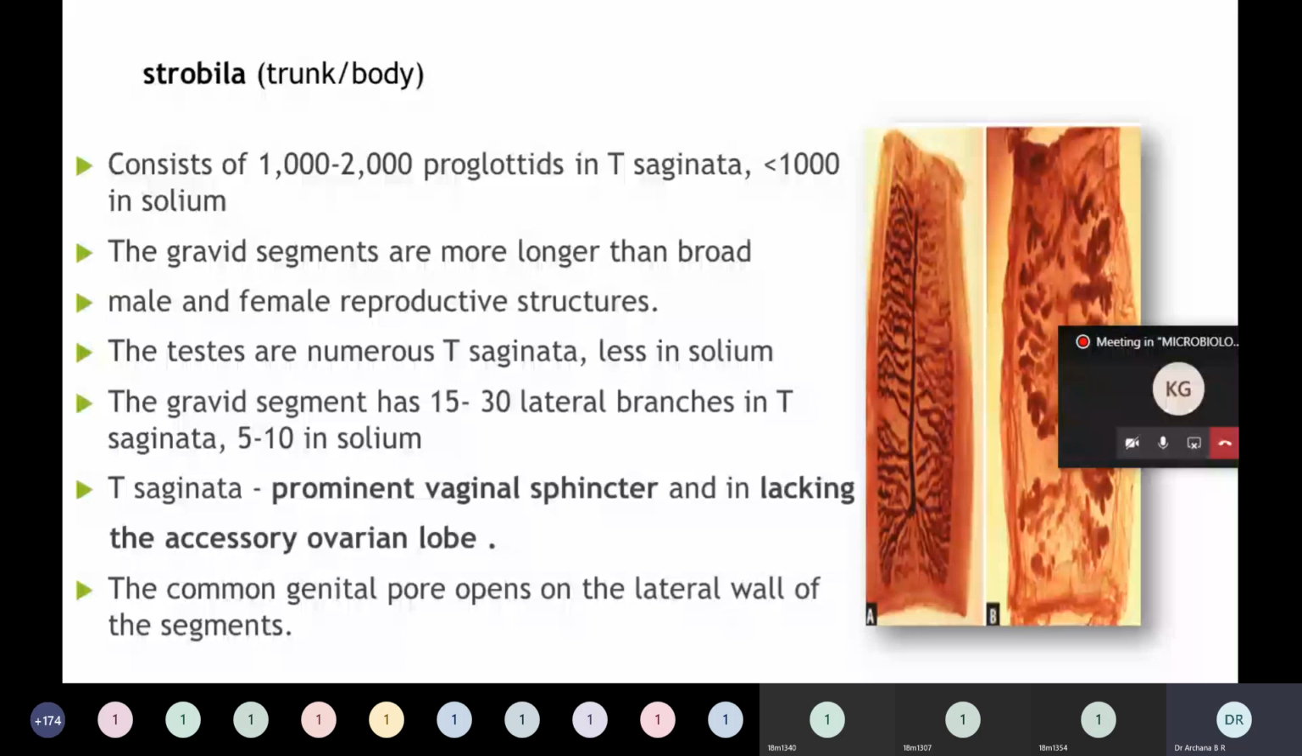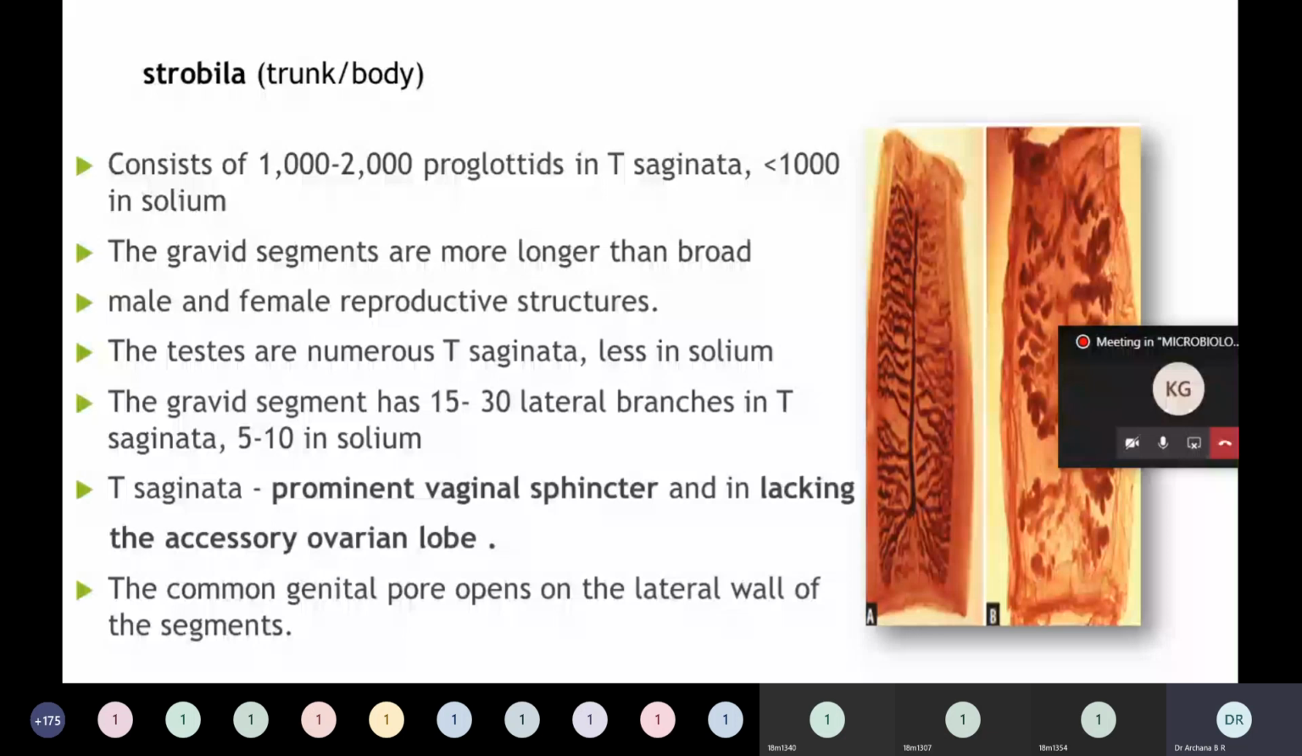In case of Taenia saginata, it is 4 times as long as it is broad. In Taenia solium, it is twice as long as it is broad. These segments consist of male and female reproductive structures. The testes are numerous, about 300 to 400 testes in case of Taenia saginata. Testes are fewer in solium, 150 to 200.